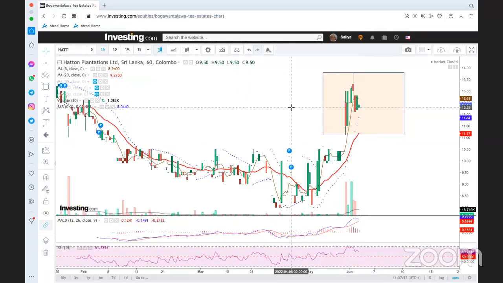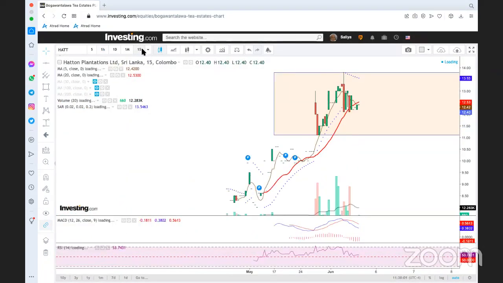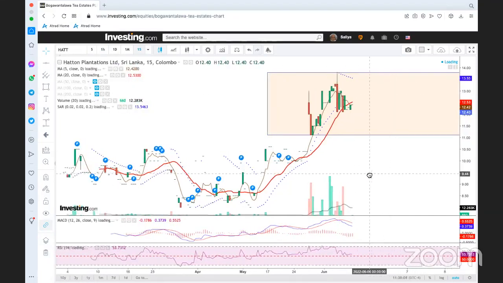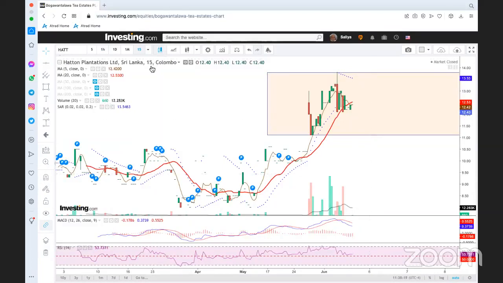So how are we going to take a trade on this? Then we have to go into the shorter time frames. In the case of Hatton Plantations, we have the daily chart, which is bullish, and the hourly chart, which is bullish. But we saw a higher high and a retracement. We are not using Fibonacci and all those things here, we are purely going by the indicators.